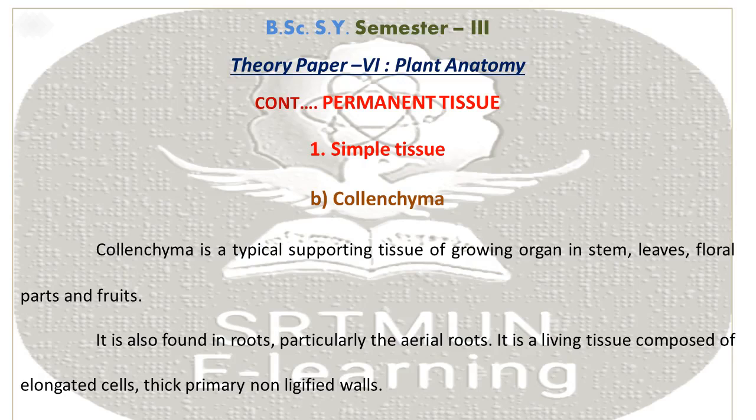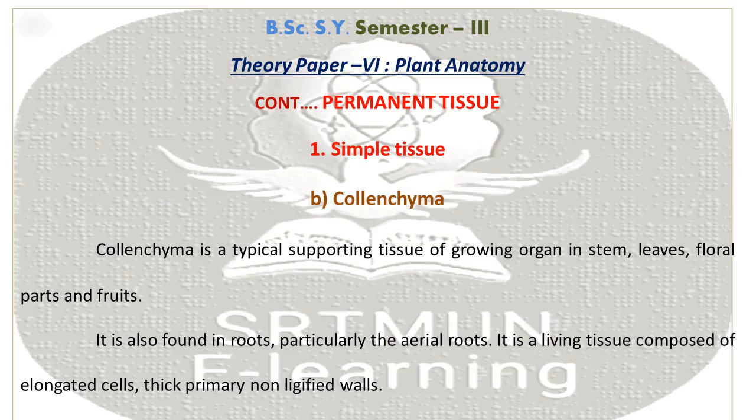Now start Theory Paper 6, Plant Anatomy. Continue the unit Permanent Tissue. Last period, we saw simple tissue, and now we start the next tissue.